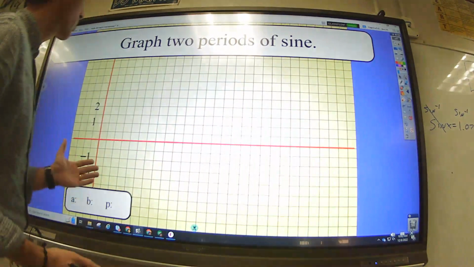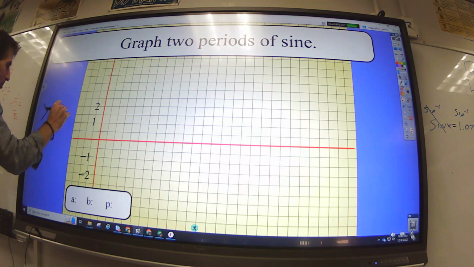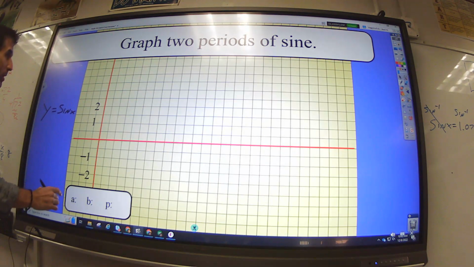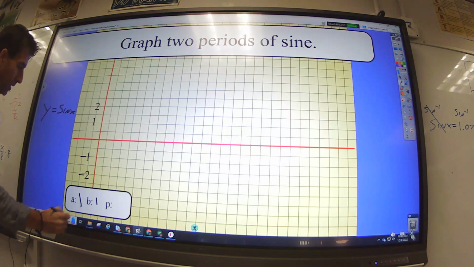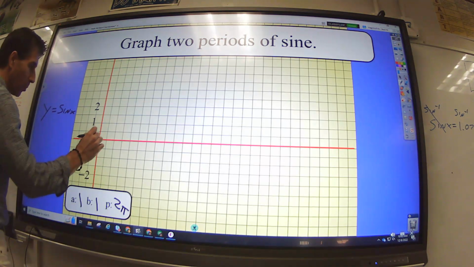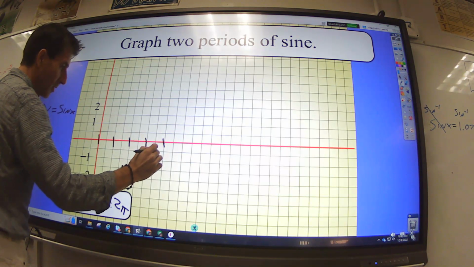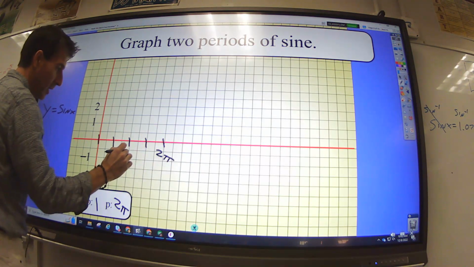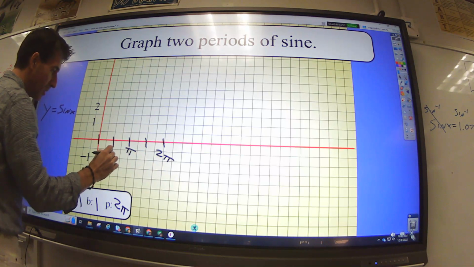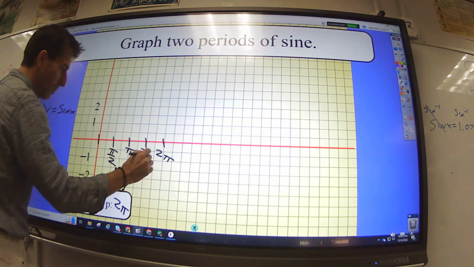Okay, so graph 2 periods of sine. I'm going to graph 2 because I'm asking for 2, but the equation is y equals sine of x, right? What's my A? 1. What's my B? 1. What's my period? 2 pi. So I'm going to go 1, 2, 3, 4, 5. 2 pi. Half of that is pi. Half of that is pi over 2. 1 pi over 2, 2 pi over 2, 3 pi over 2.